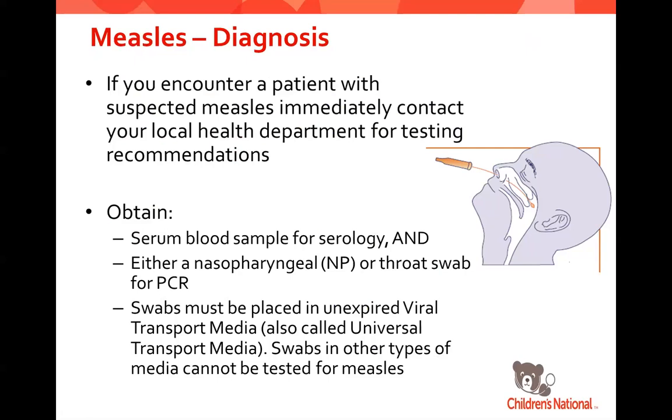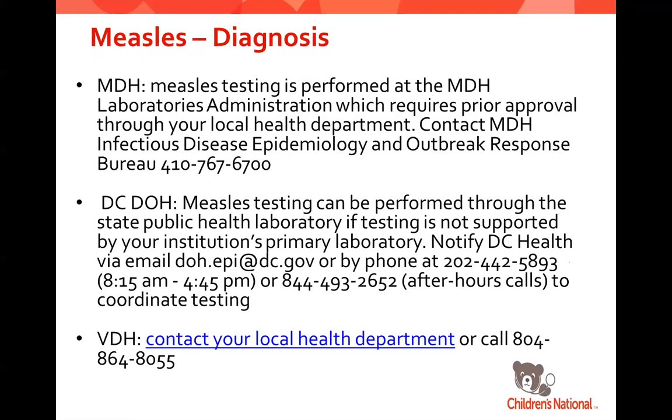It's so important to contact them and let them know you want to send testing, especially because most departments of health are going to be doing the testing in their own health department laboratory. Now, Virginia Department of Health right now does not have any specific information about measles testing on their website. They just say to contact your local health department.